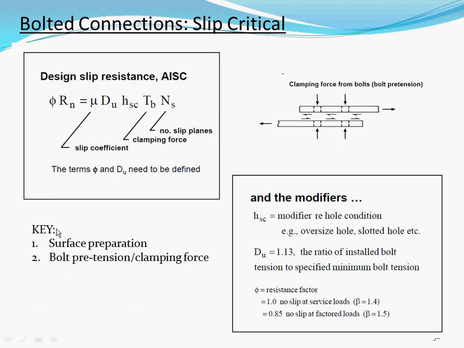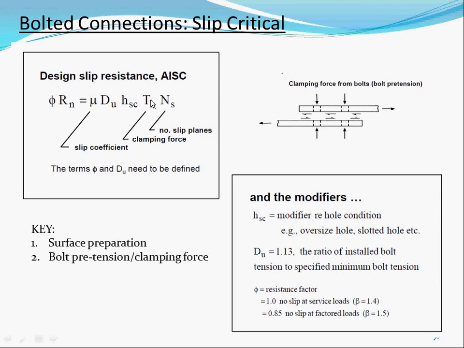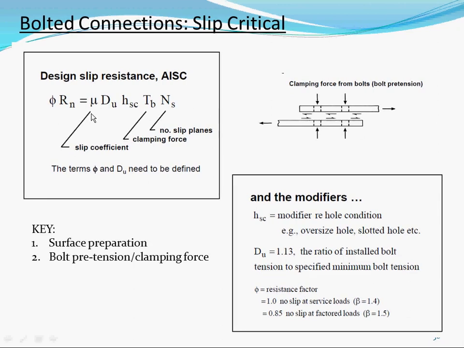Okay, the surface preparation is important, because if you adjust it by a little bit, your whole strength is based on that. This number you can't change. This is the number of planes, based on the geometry. This is based on the bolt. So the only thing you could do is change the surface preparation to get a higher capacity, or change the bolt tension to get higher capacity.